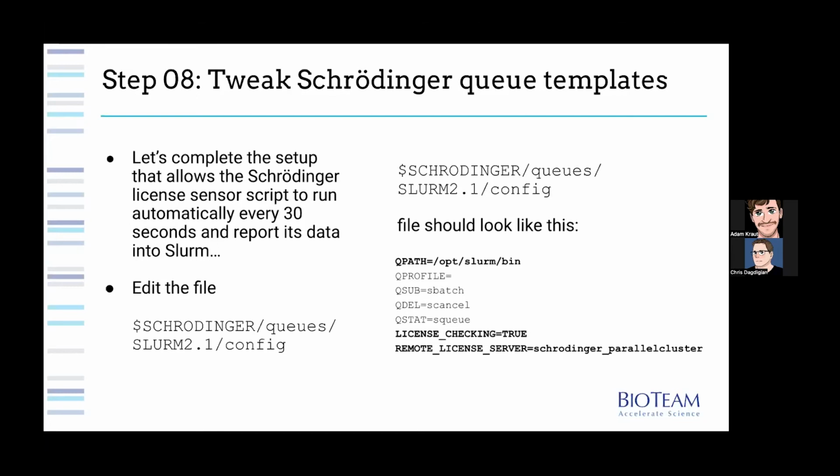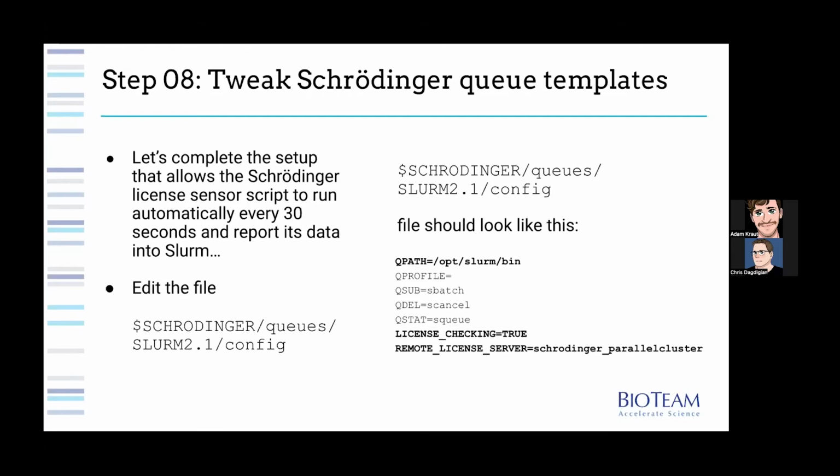You're going to make just 3 changes. The changes are in the screenshot here. They're highlighted in the bold black text. You want to change the Q path so that it knows where to find the Slurm binaries, and then finally, the most important bits are down at the bottom. By default, license checking is disabled, and by default, remote license server is not configured.